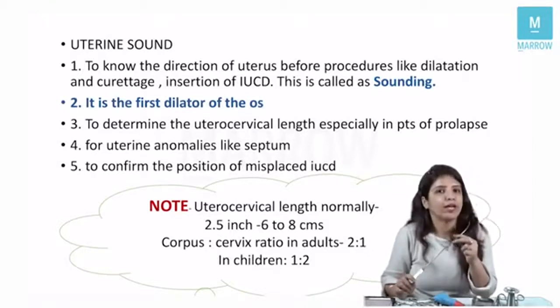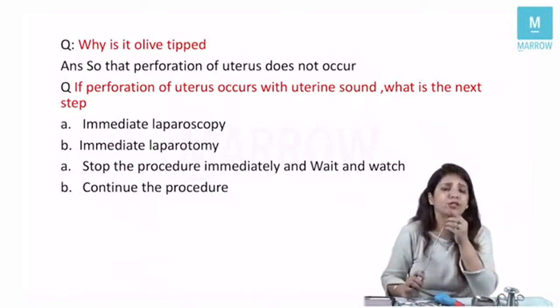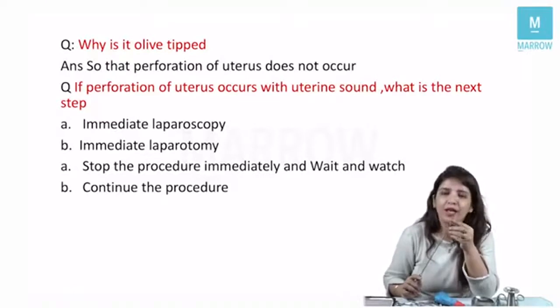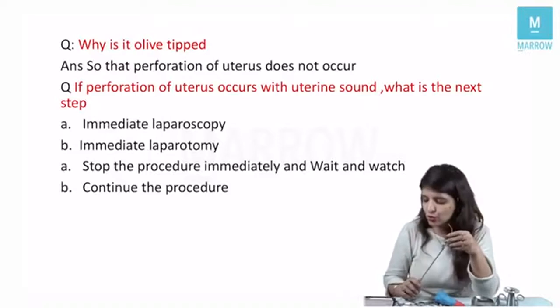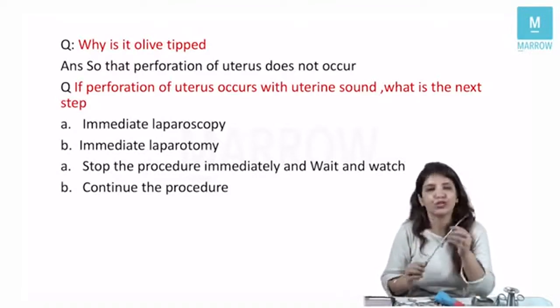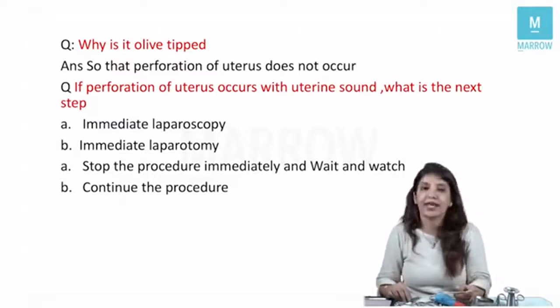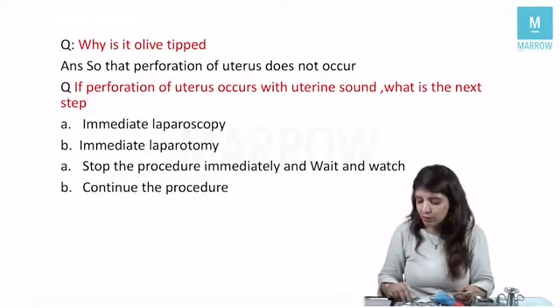Then when you are holding this uterine sound, the examiner might ask you why it is olive tipped. As I told you just now, it is olive tipped to prevent perforation. But just in case perforation happens, what are you going to do next? Your question can come as a PG entrance question also. They can show you this instrument and ask, if perforation happens with this instrument, what is the next step? Option A, immediate laparoscopy. Option B, immediate laparotomy. Option C, stop the procedure immediately and wait and watch. Option D, continue the procedure.